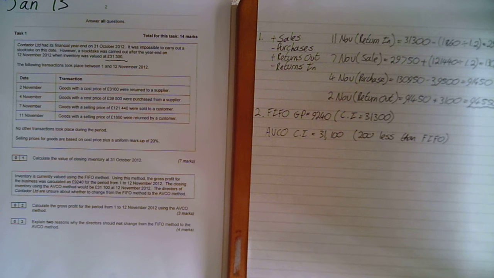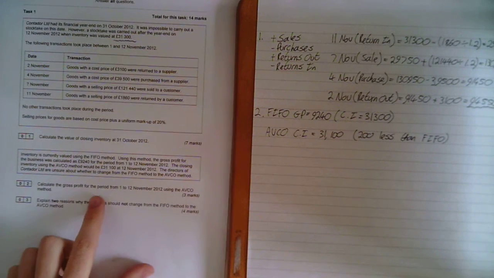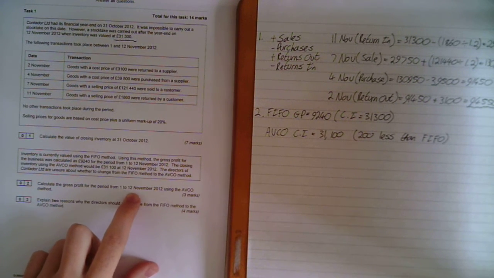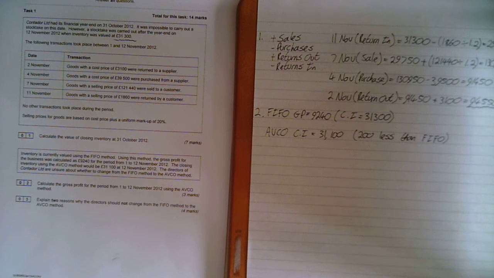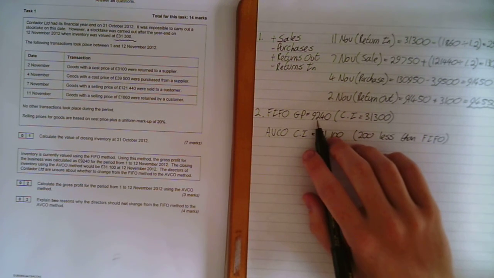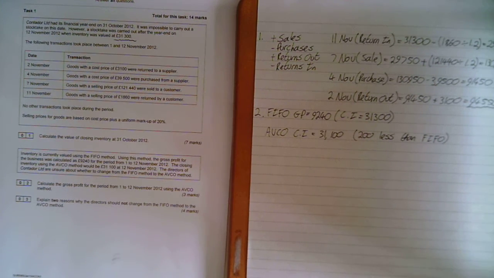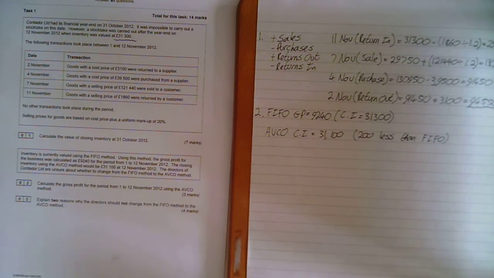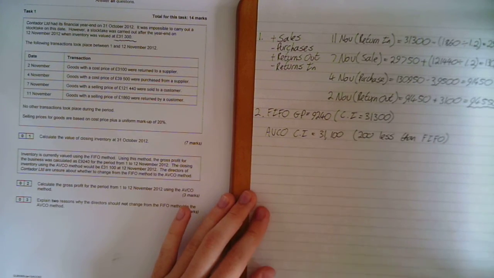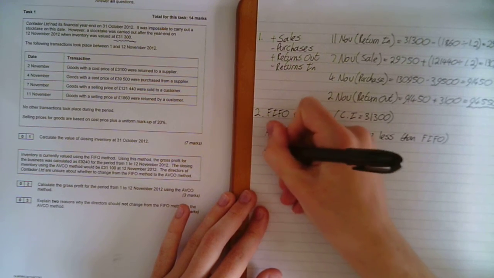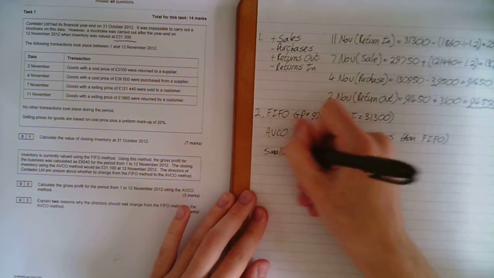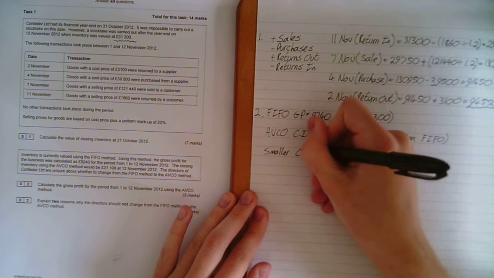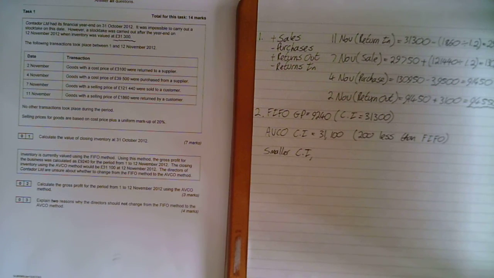So the directors of Console Limited are unsure about whether to change from FIFO to AVCO, so that's part 3. So calculate the gross profit for the period from the 1st to the 12th of November 2012 using the AVCO method. So we've been given the FIFO, so we just need to work with the AVCO now. So what we can do is just make a comparison between the two methods in a sense. So AVCO has a smaller closing inventory. CI is closing inventory, if you've not caught up on that yet, sorry. Just read it, it makes it easier for me.